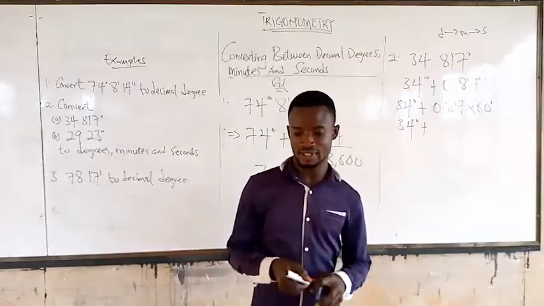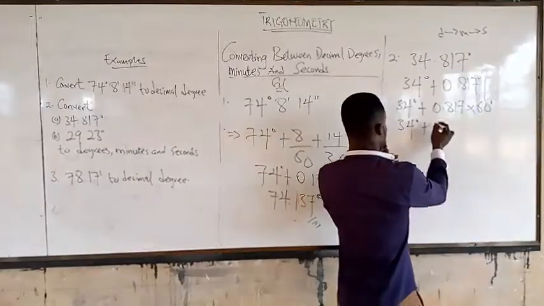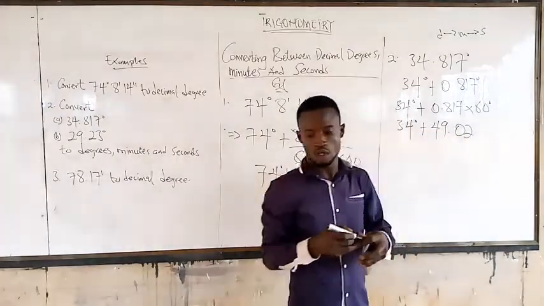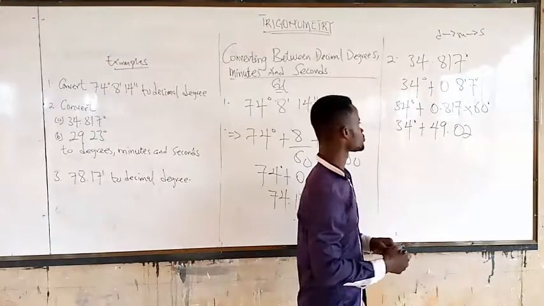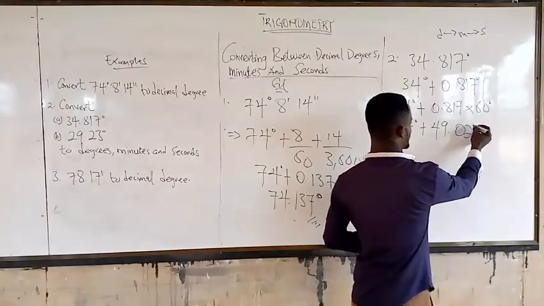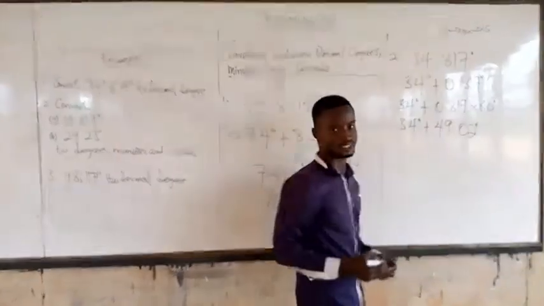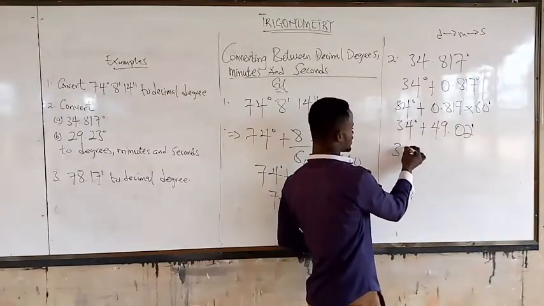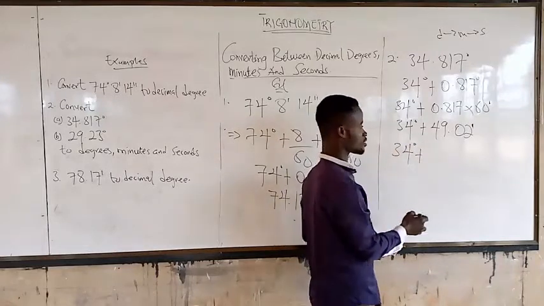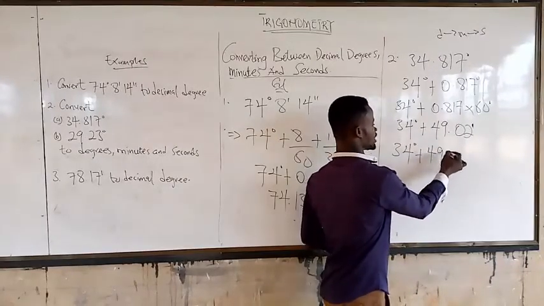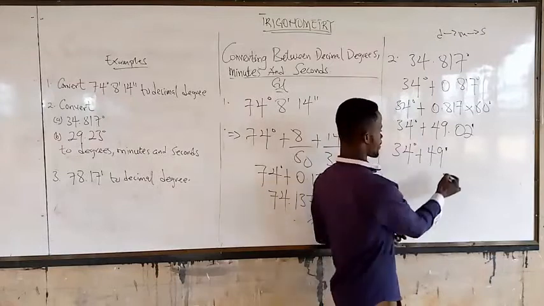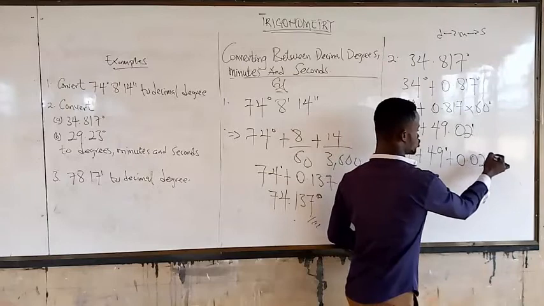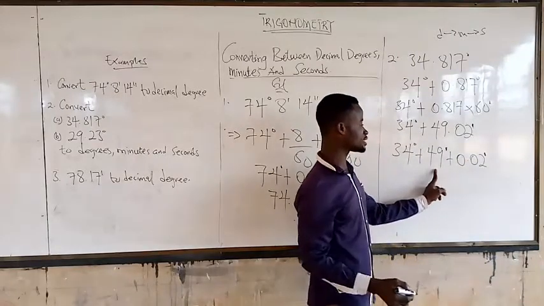Yeah, write it in decimals, and that's going to give you 49.02 minutes. Okay, let's move on. So here we get 34 degrees plus 49 minutes plus 0.02 minutes. Now we see minutes here, minutes here.